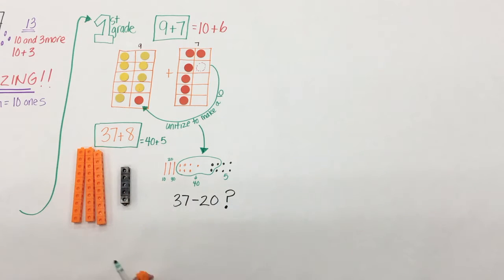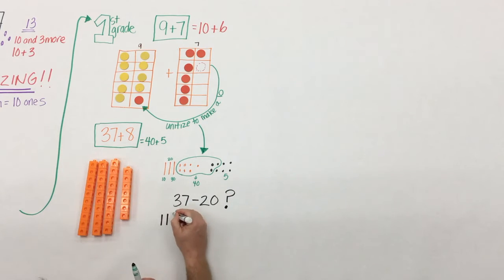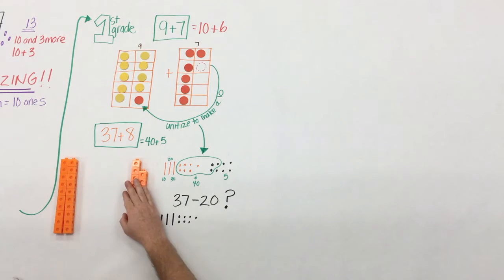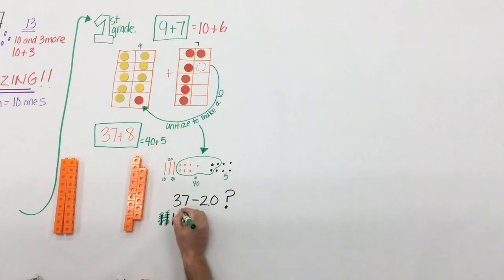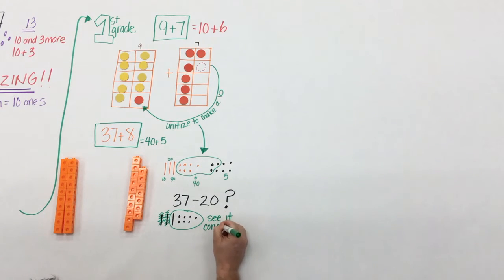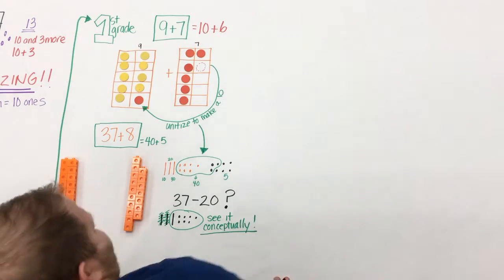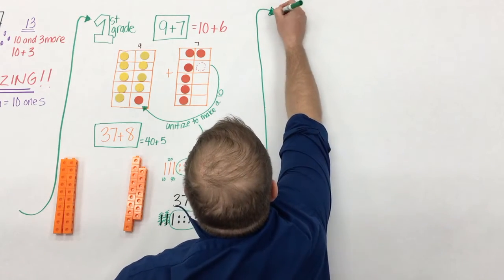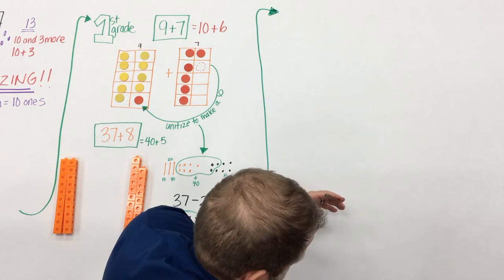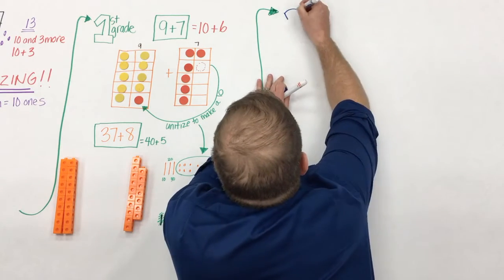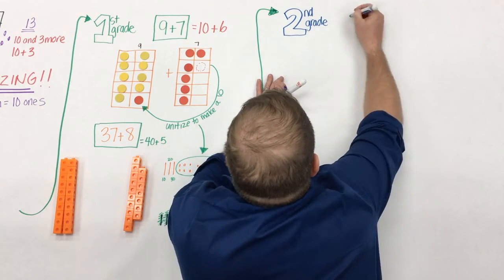So what does this look like with subtraction in first grade? Well, in first grade, students are only subtracting multiples of 10. And here, 37 minus 20, they can see if they remove 2 10s, they're left with 17. So what happens in second grade? How does this build on what they've learned in first grade?